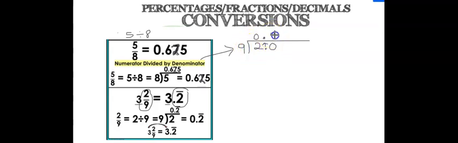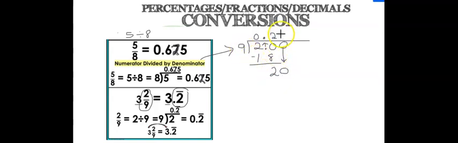9 goes into 20 2 times. And 9 times 2 is 18. And I subtract and I get a remainder of 2. So I throw a 0 on there to keep it going because I have a remainder. I have to go till I have no remainder. It ends, or if the remainder repeats itself.